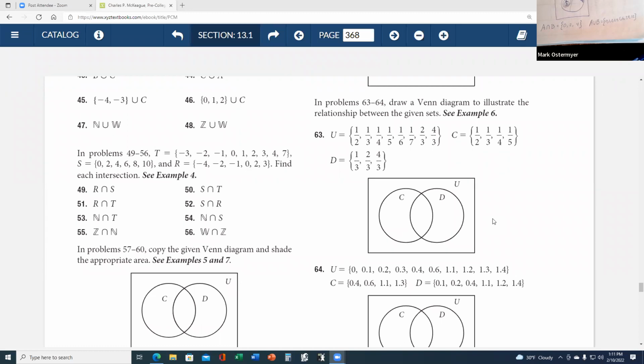Now, in problem 63 here, they define for you using roster notation what the universal set is, what set C consists of and set D consists of. And they want you to place the numbers in the proper locations in this Venn diagram here. So let's start with the intersection of sets C and D. What elements would go in the intersection region of sets C and D? What would I put in the intersection of sets C and D there?